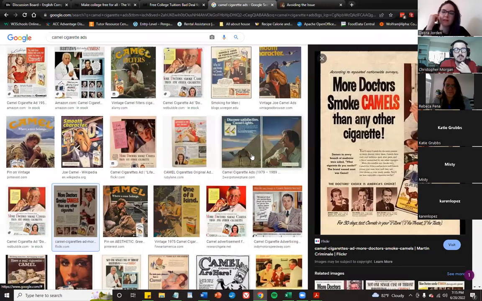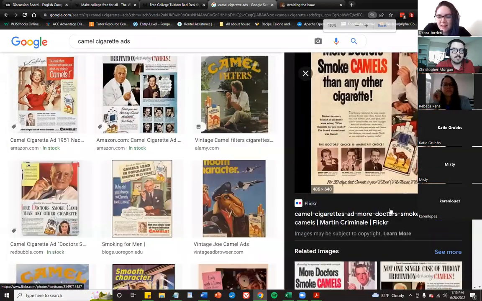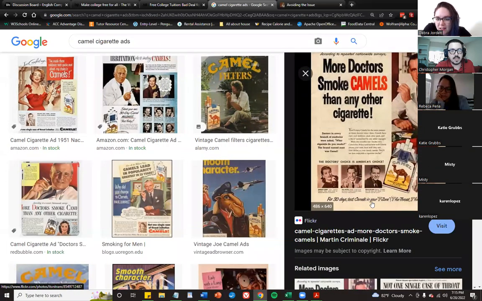More doctors smoke Camels than any other cigarette. Again, clear. Look how happy he is there, right? Who wouldn't want to have a cigarette from this charming old man? But my favorite part of this ad is down here. For 30 days, test Camels in your T-zone. T for throat, T for taste. It's a T-zone, right? T for throat cancer, right?